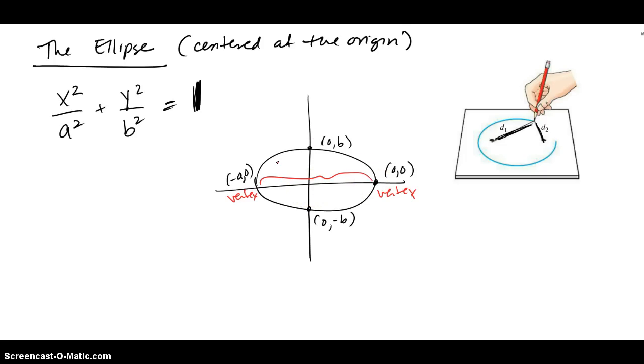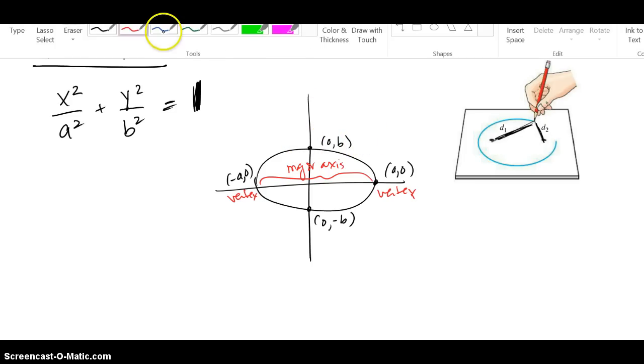Whichever way it's elongated or stretched, that's known as the major axis. So in other words, if I go a units this way, a units this way, my length of the major axis will be 2a, or double a. And then the length of my minor axis, the one that's not stretched in that direction, will be 2b. So you have a major axis, and then you also have a minor axis.